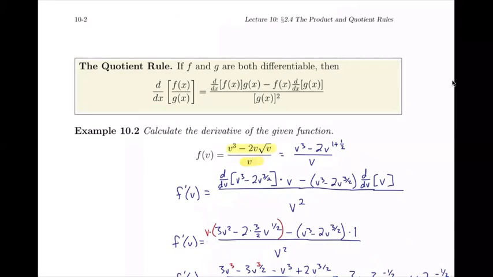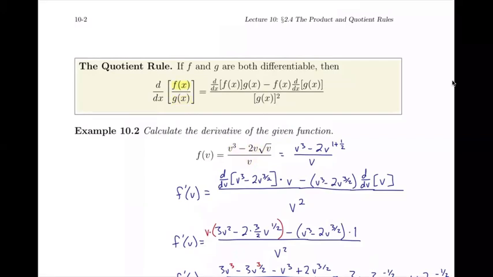Okay, there's a lot going on, so let's be nice and slow and careful with this. We do have a ratio of functions, right? We have a numerator over a denominator. So we have a top function, this one, and we have a bottom function, which is just v. So there's, I guess, f and g, or numerator and denominator function for our formula.